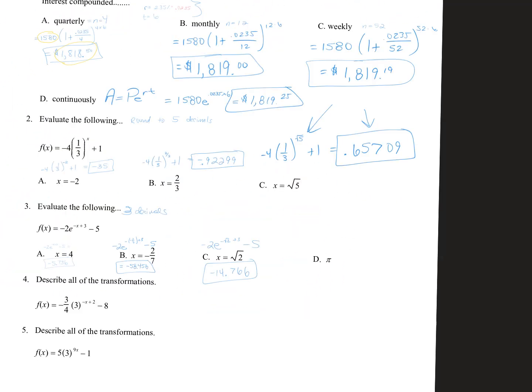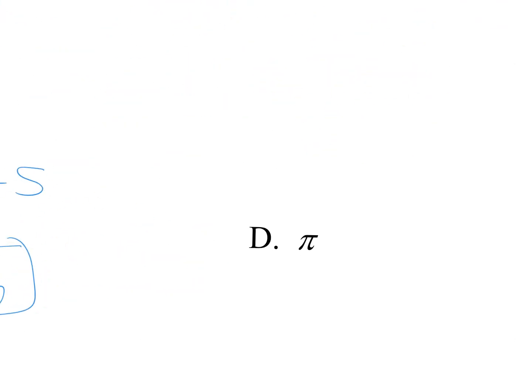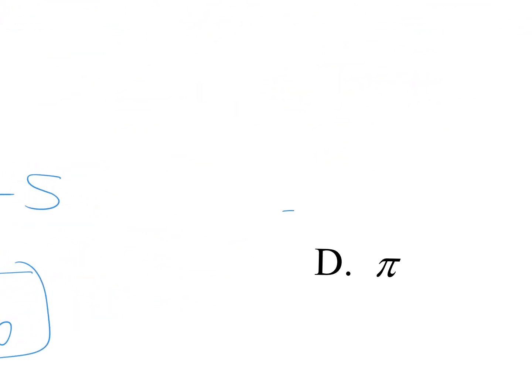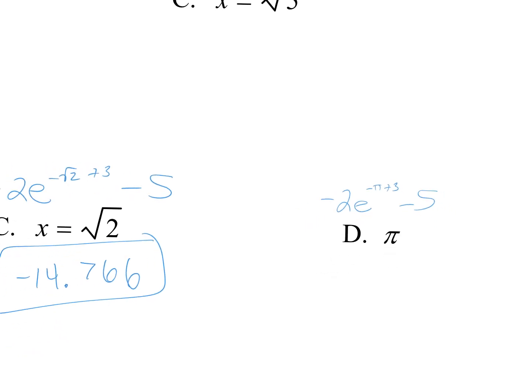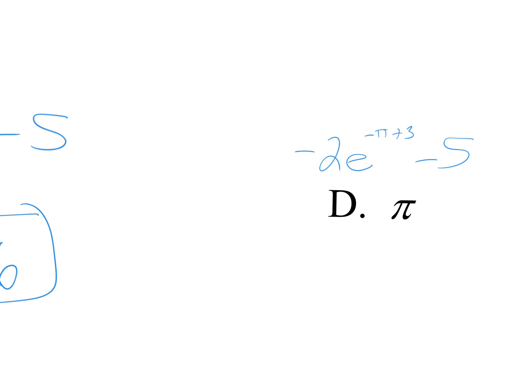All right, let's look at D. What are we plugging in for D? Pi. All right, so you have negative 2e to the negative pi plus 3 minus 5. Show me what you're plugging in. So negative 2 second e. If you don't know where the pi button is, let me know. I'll show you. Negative pi plus 3. Oops, need to be in the exponent. Plus 3. And then minus 5.